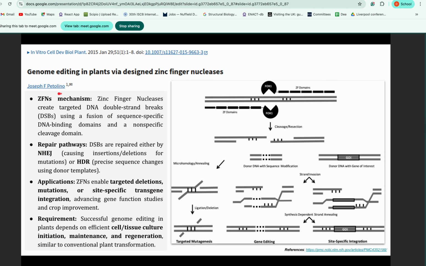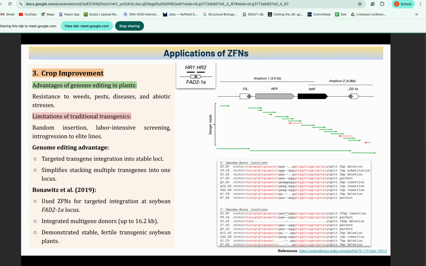Okay, now this is the study by Petolino. This is the paper in which he has clearly mentioned how, with the help of zinc finger nucleases, deletion was achieved. After the cleavage, the double strand break in the DNA can go into different methods of DNA repair. It can either go to NHEJ, or it can go to homologous recombination based repair. On the basis of that, we can bring about different modifications in the gene. Okay, so I'll not go into the detail.